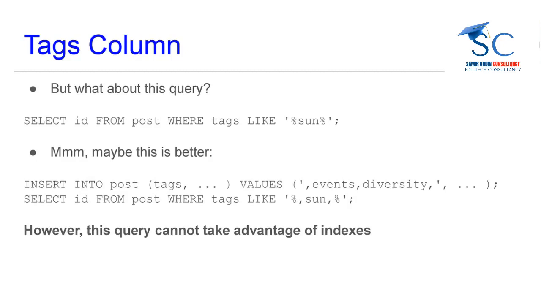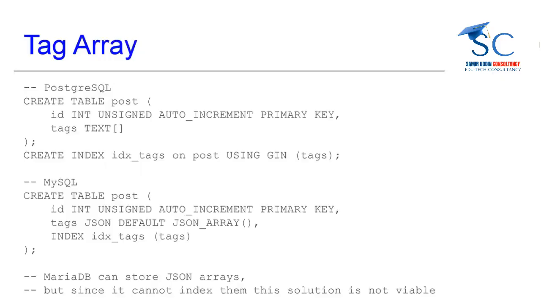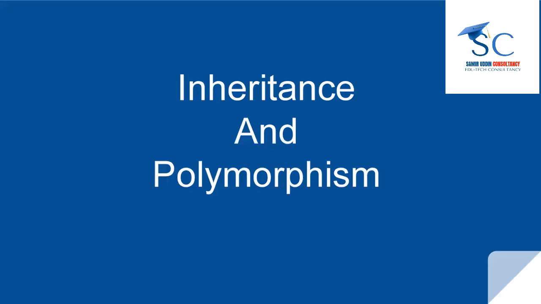Just a note, you will have to use the relational solution, this one, in MariaDB, because in MariaDB, yes, you can have a JSON column with arrays, but you cannot build an index on it. Okay, I already explained this.